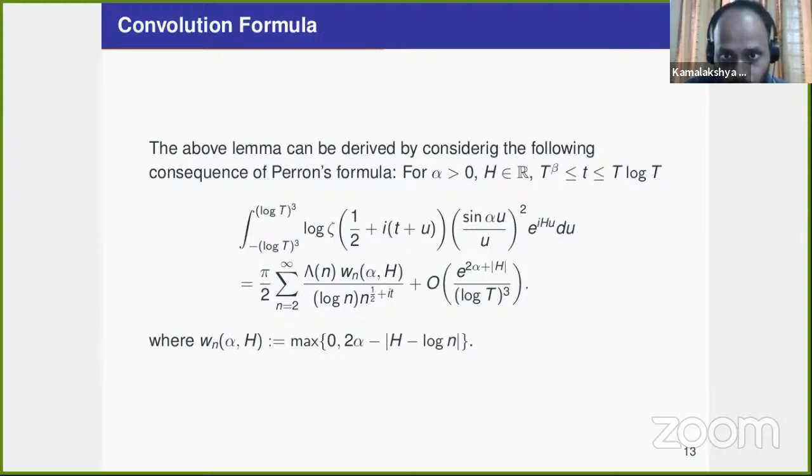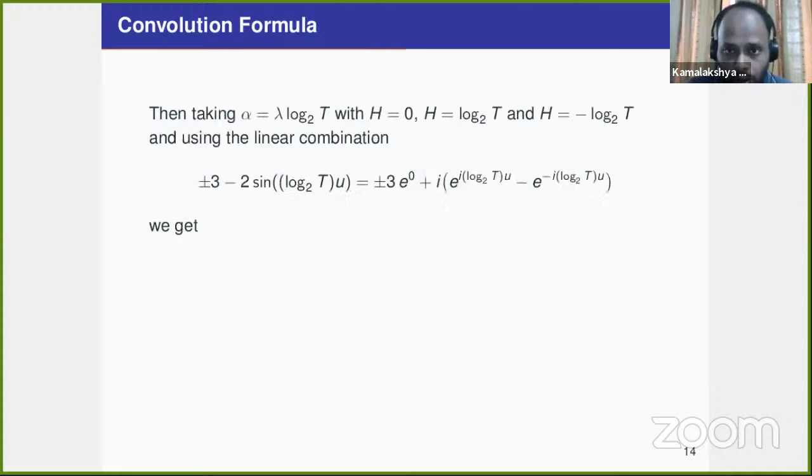Let's assume this theorem, where these two parameters alpha and h can be any real number, and alpha is bigger than 0. Now what we do is choose a value of alpha which will be fixed, and then choose different values of h and make a linear combination to derive this formula. How do we do that? We choose alpha to be lambda double log t, and h equal to either 0, log t, or minus log t. And we'll make this linear combination.